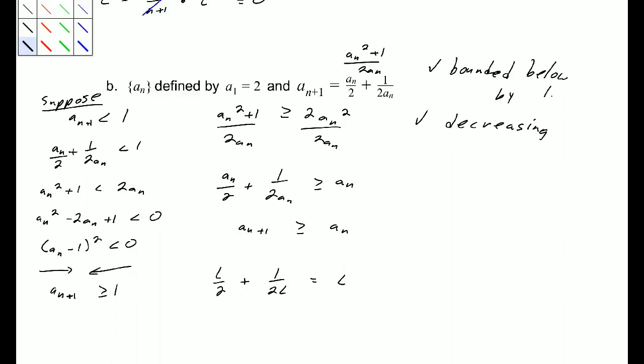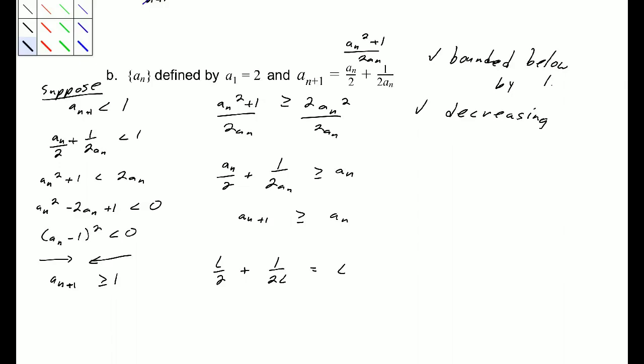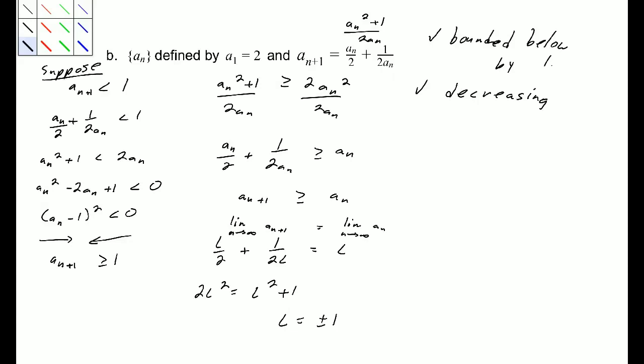Yes, okay. So the limit of a_n is equal to the limit as n goes to infinity of a_{n+1}. Those two are going to be the same. So if I multiply through by 2L, I'm going to rearrange that. 2L squared equals L squared plus 1, which is only true if L equals plus or minus 1. Now, since our sequence is always greater than or equal to 1, that means that our limit is 1, and that is a_n converges to 1.